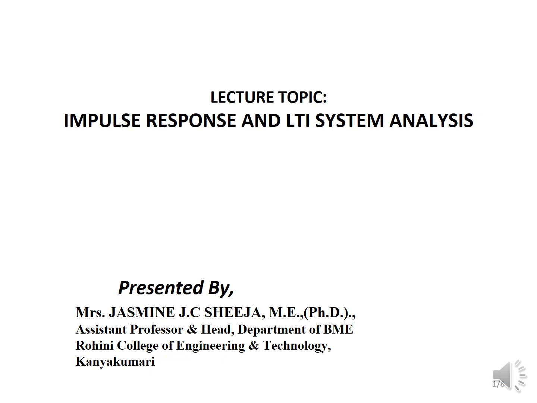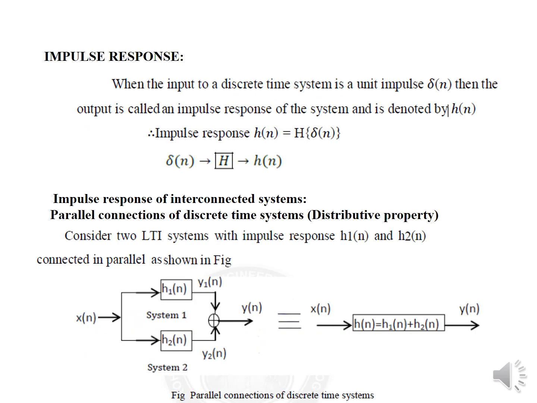Let us see about impulse response and LTI system. Impulse response: when the input to a discrete time system is a unit impulse delta of n, then the output is called the impulse response of the system and is denoted by h of n. It is given by delta of n. It is in the transfer function. It is given by h of n.